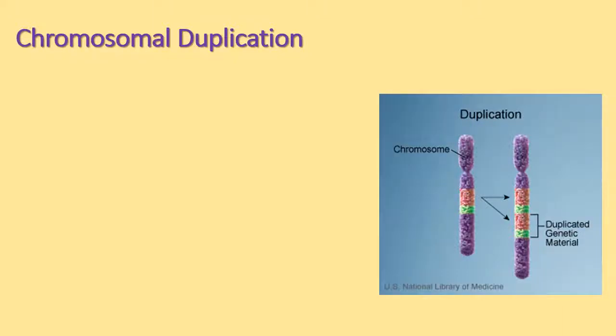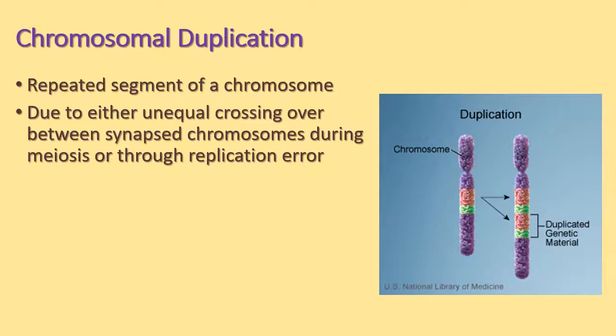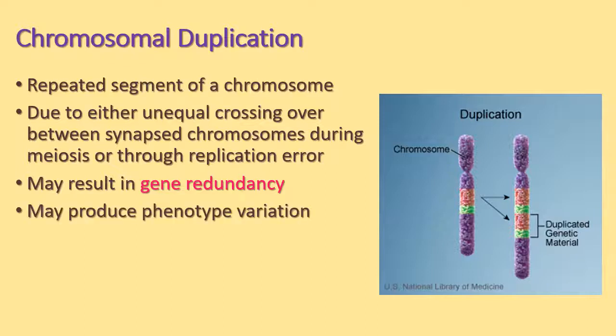So let's move on to duplications. With duplications, the genetic material just gets duplicated. It's a repeated segment of a chromosome. This can be due to unequal crossing over, which we'll show in the next slide, or it can be through some kind of replication error, and results in what we call gene redundancy.